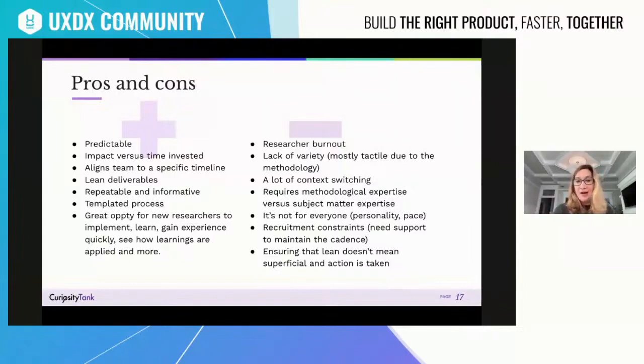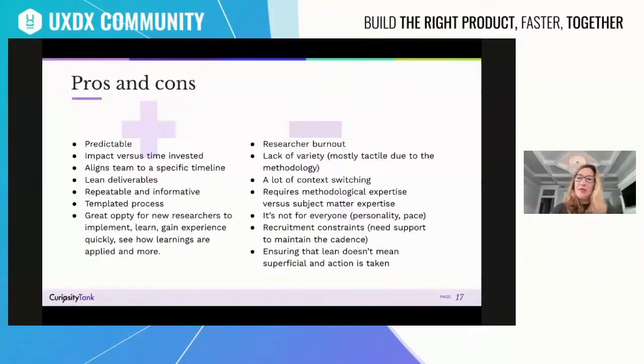Some of the cons that come with rolling research programs are that it's difficult for a single researcher to maintain this over a long period of time. There's a lot of burnout. So I know some teams build in blocks of time for recovery, or after X amount of rolling research studies, they roll onto a different type of study, which will have a different methodology to it.